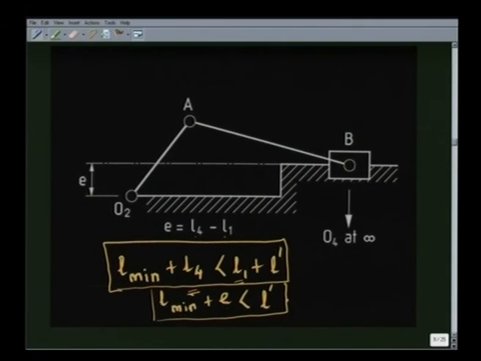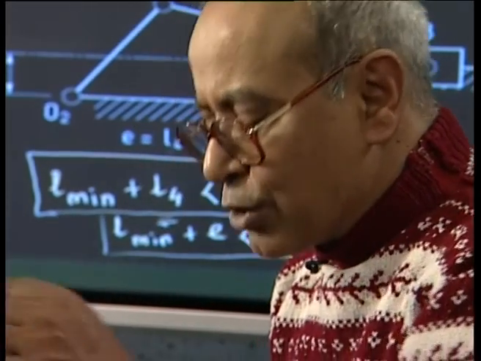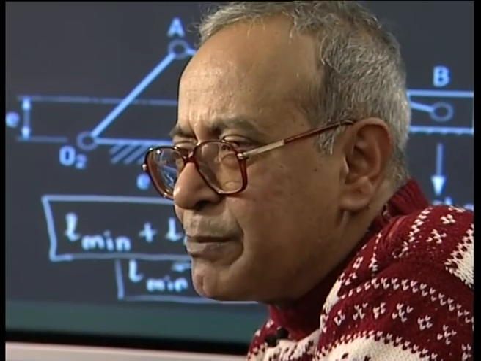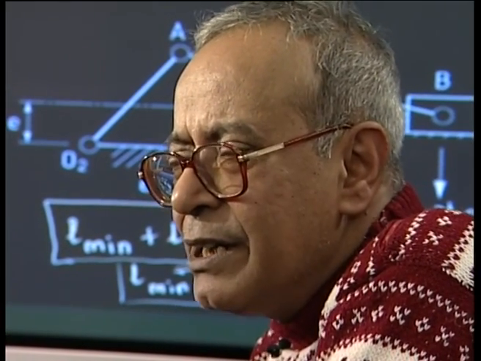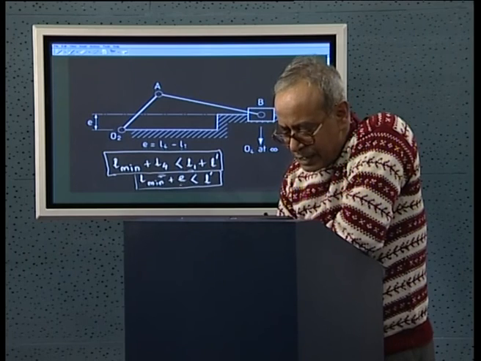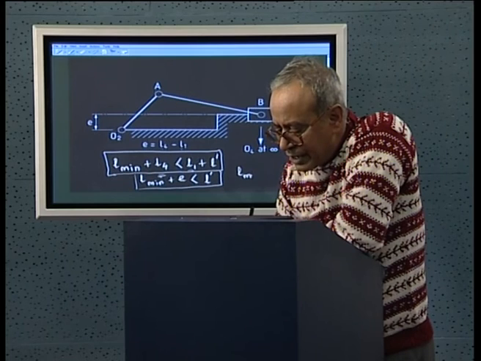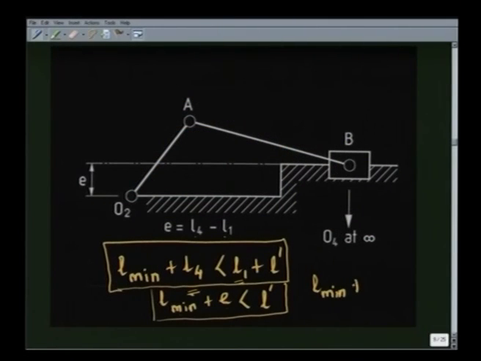So, if the Grashof's condition is satisfied, then the shorter link, that is L min, can make complete rotation with respect to all other links, and we can get a slider crank mechanism. Whereas, if it is a non-Grashof slider crank, that is L min plus E is greater than the other link length L prime, then no link can make complete rotation and we will be unable to get a slider crank mechanism; we will get a slider rocker mechanism.